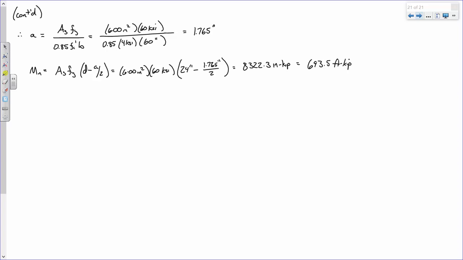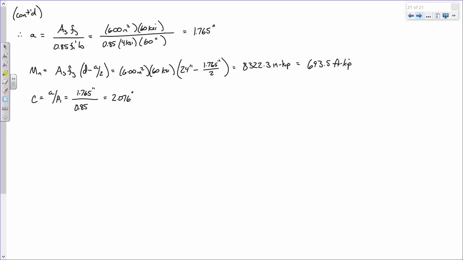Okay. Now, in order to determine our phi value, we need to determine the strain in the steel. In order to determine the strain in the steel, we need c, which is a over beta 1. So 1.765 over what? 0.85. And why is it 0.85? Because it's 4.5. There you go. And that comes out to be 76. Second. Yep. All right.